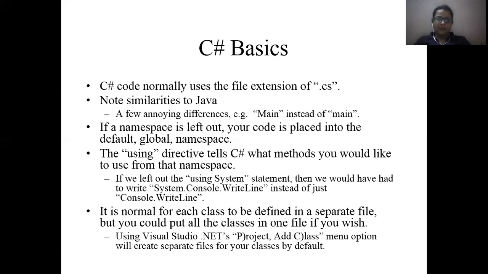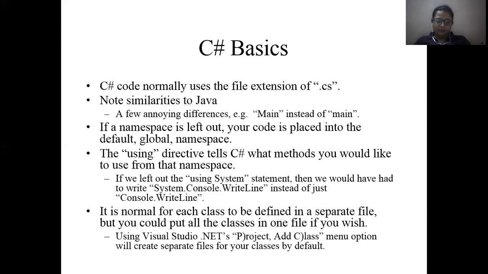If a namespace is left out, your code is placed in the default global namespace. The using directive tells C Sharp which methods you would like to use from that namespace. If we left out the using System statement, then we would have had to write System.Console.WriteLine instead of just Console.WriteLine.